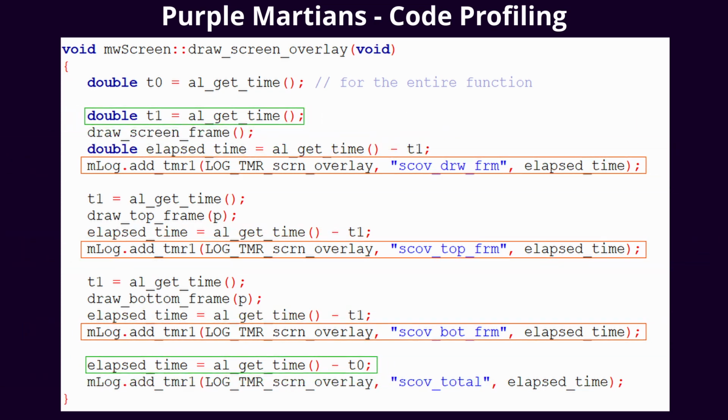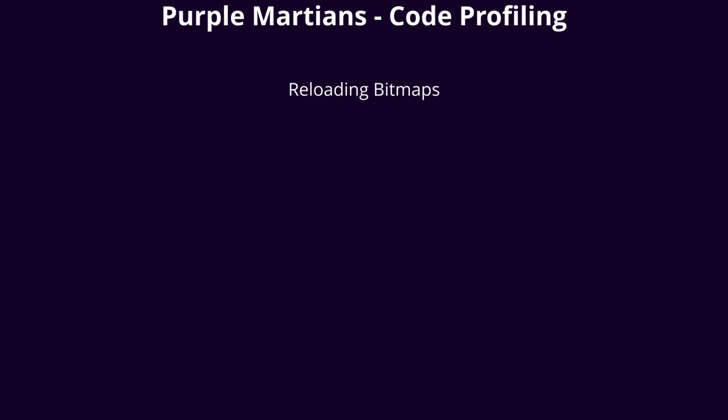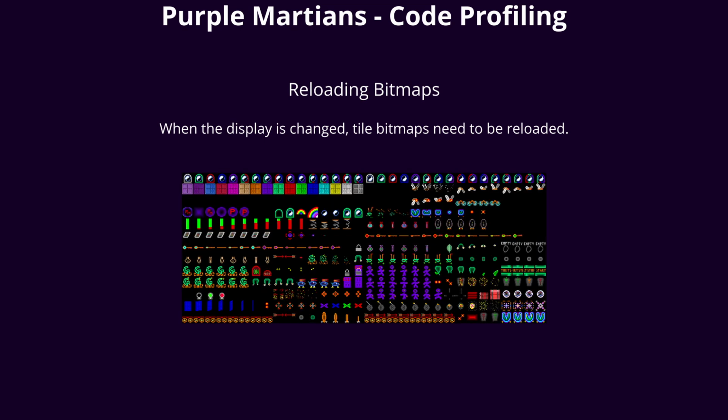Now let's look at some other things we can profile. Reloading bitmaps. If the display is resized or changed, bitmaps stored in GPU memory are lost and need to be restored. Rather than reloading them from disk, I keep a copy in RAM so I can restore them faster. I need to measure how long it takes so I can make it as fast as possible.